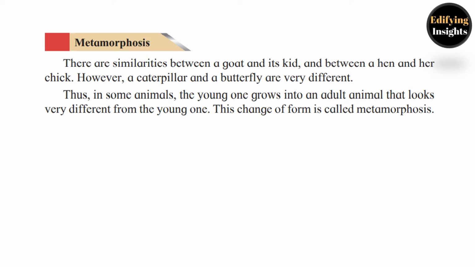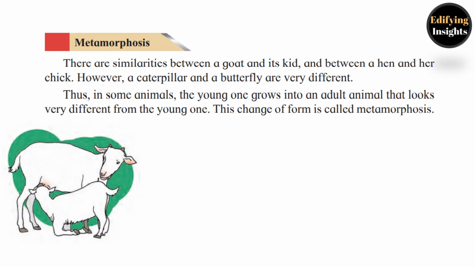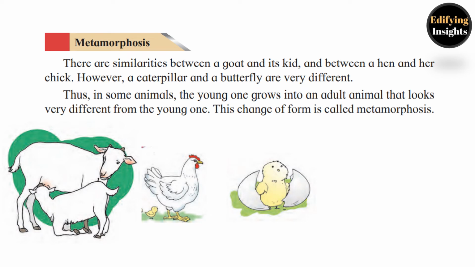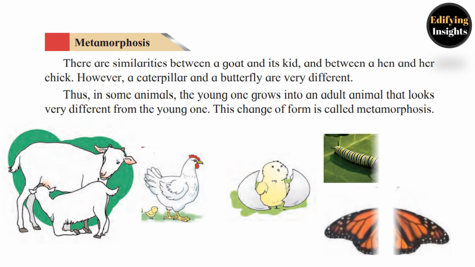The third method of developing young one in animals is metamorphosis. There are similarities between a goat and its kid and between a hen and her chick. However, a caterpillar and butterfly are very different. Thus, in some animals, the young ones grow into an adult animal that looks very different from the young one. This change of form is called metamorphosis.